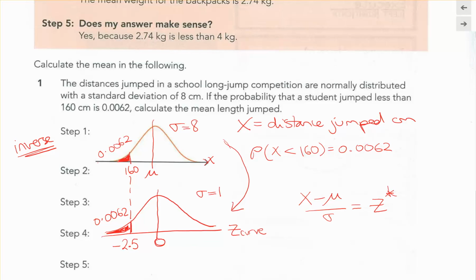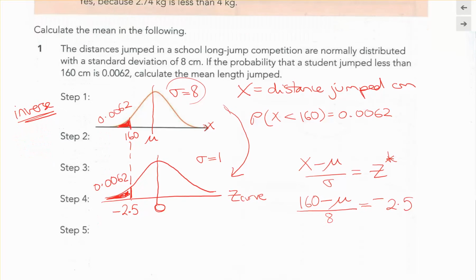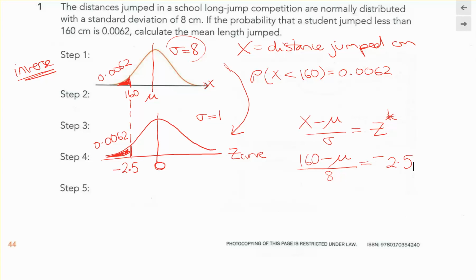X stands for the number on the x-axis, on the x curve. There's our mu for the mean, sigma for the standard deviation, and it equals a value on the z curve. We call it z star, which denotes a value along the z-axis. So what's happened here is I've gone 160 on the x curve, minus the mean, which we don't know. Standard deviation originally was 8, and when I've worked that out, the value of 160 corresponds to a value of negative 2.5.